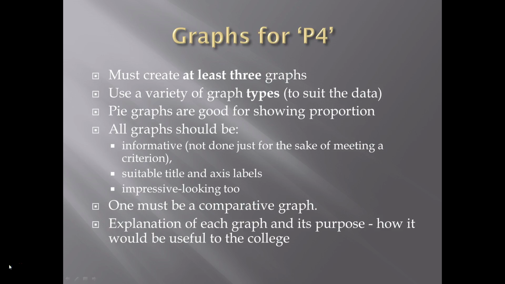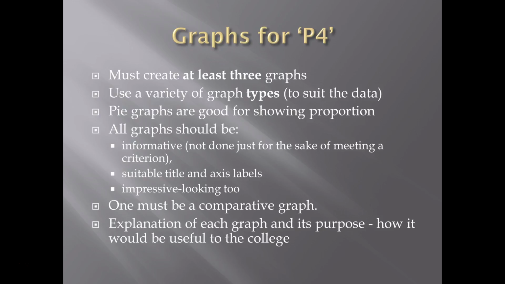So here's a slide just to remind you, a bit of a checklist here to run all your graphs through to make sure you've met all the criteria and you're going to get P4. You must create at least 3 graphs. You must use a variety of graphs, but the graph you choose should suit the data. So if you're trying to show proportion, then a pie chart is good. So use a variety of graph types. And here's the little checklist then to run each graph through. All graphs should be informative, useful, not obviously done just for the sake of meeting a criterion. They should have suitable title and axis labels. Impressive looking too. There's a lot of features in Excel that can help you to do that. One must be a comparative graph, and this is very important.